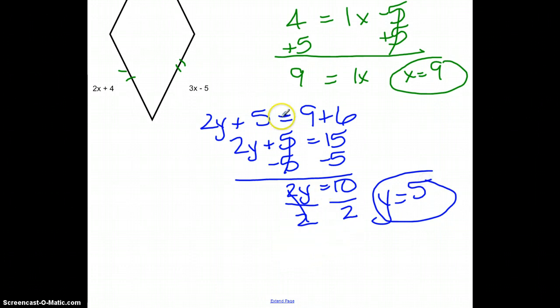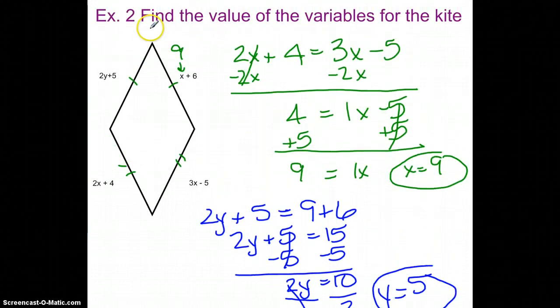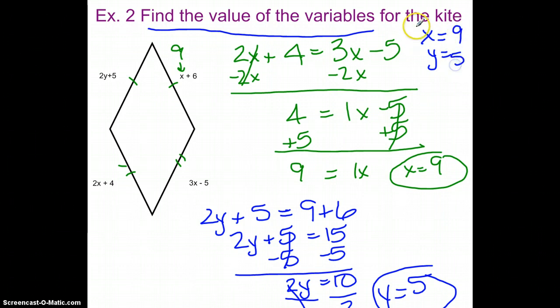Now, be aware in this problem we are solving for x and y. In our directions up here, it just told us to find the value of the variables. So basically, you had to find x and y in this one, and that was it. So to find out that x was 9 and y was 5 would be enough. Okay?